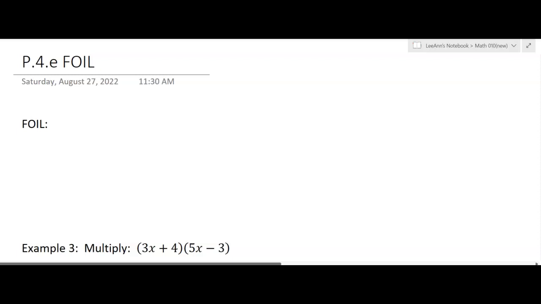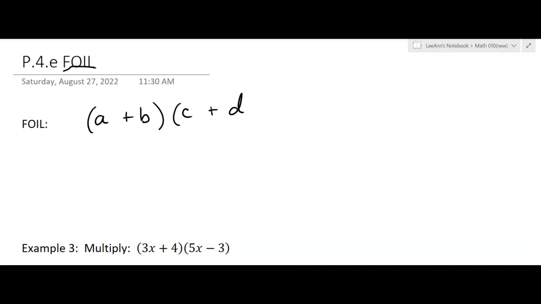All right, so we're going to talk about a method of multiplying a binomial times a binomial called FOIL. And FOIL is an acronym. So let's say you have A plus B times C plus D. Okay, binomial here, and you want to multiply them.